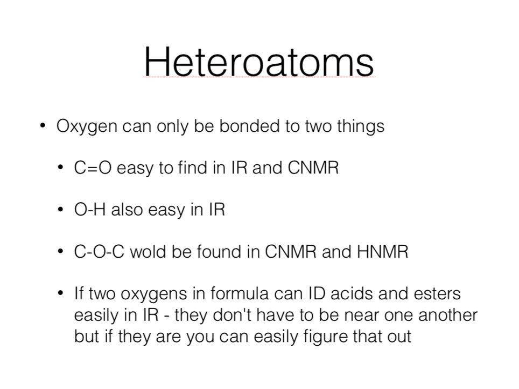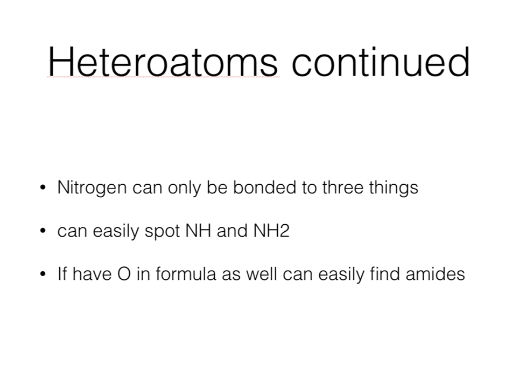If there are 2 oxygens in the formula, you know how to identify acids and esters in the IR. If they are in two very different parts of the molecule, you're going to have combinations of those peaks. And so you'll need to puzzle that out, find out where your oxygens are, and those are very good handles.